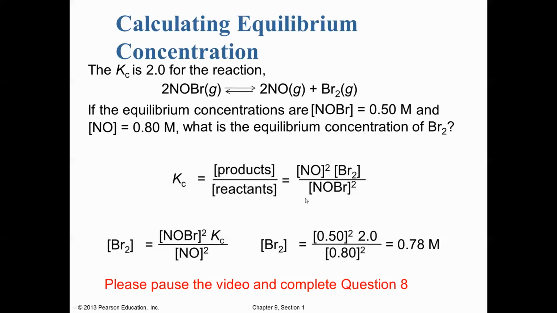So we generate first our equilibrium expression. No solids or liquids to leave out. Products over reactants. Coefficients become exponents. Boom, there it is. And now we're going to rearrange to solve for our missing concentration. Our concentration of bromine is going to equal our concentration of NOBr times our equilibrium constant divided by our concentration of NO squared. And so now we plug in our numbers. So here's our concentration of our chemicals as well as our equilibrium constant, and our missing molarity is 0.78.